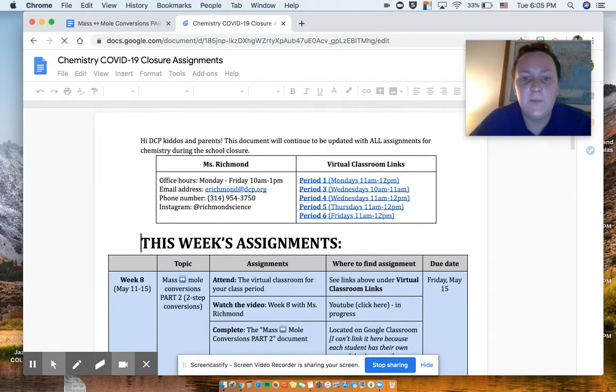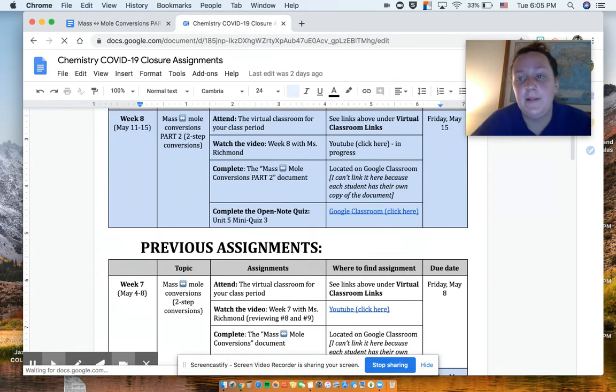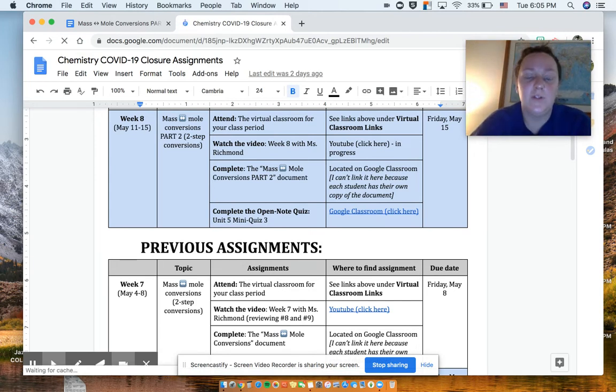So this week is going to be pretty similar to last, only this time instead of going the mole to mass direction, we're going to be doing the opposite and going mass to moles. So still two-step conversions, same conversion factors, mole ratio and molar mass. The only difference is this time we're going to be moving in the opposite direction.